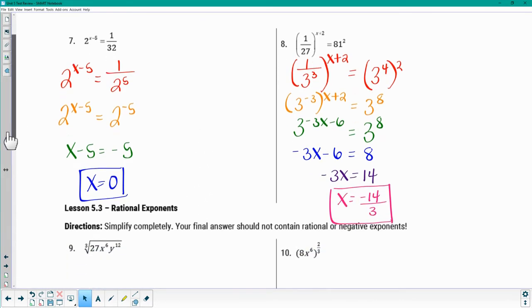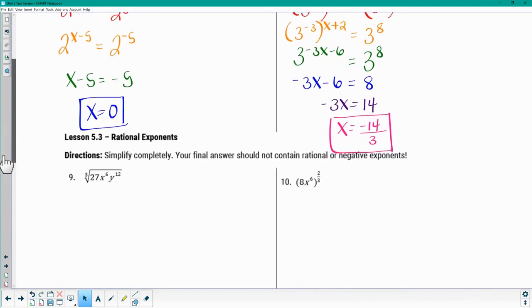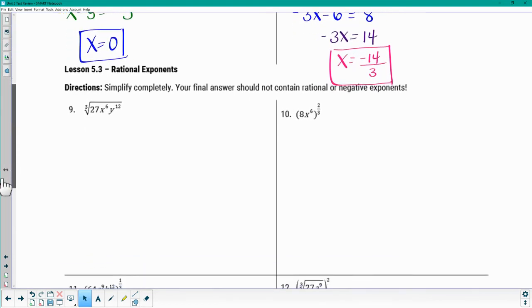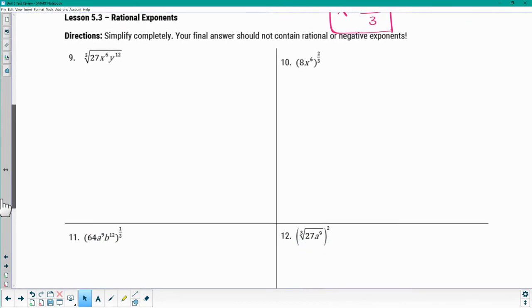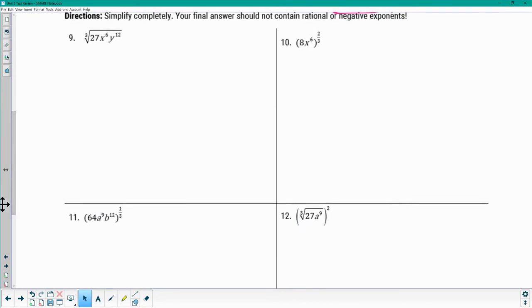Now, for lessons 5.3 and 5.4, you can think of them as rational exponents, or you could use properties of radicals to simplify. Either way works. If I were to take the cube root of 27, that would be 3. If I were to see how many times does 3 go into 6, that gives me 2, meaning 2 x's come out, giving me x squared. And 3 goes into 12 4 times, meaning 4 y's come out, giving me y to the power of 4.